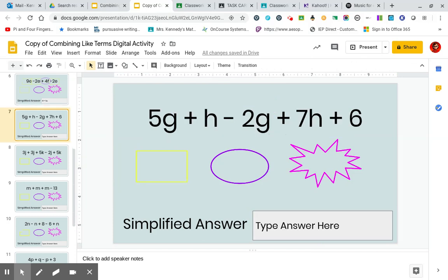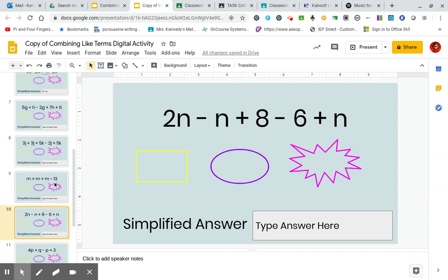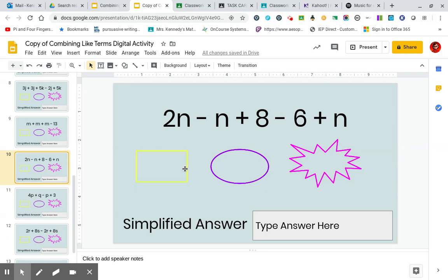Let's see. Should we do this one with you? Nope. I'll leave that one for you guys to try. Got a lot of J's, but we're going to leave that one for you to try. Number 10, slide 10. I'll do this one with you.